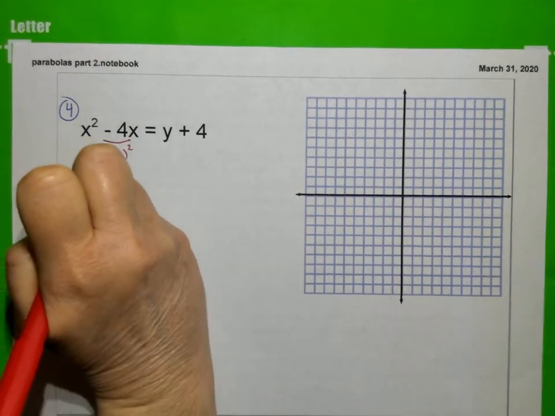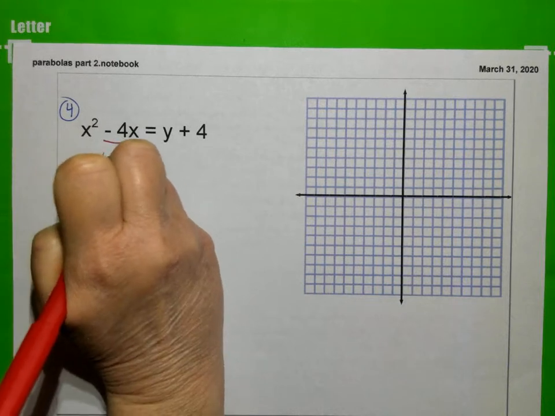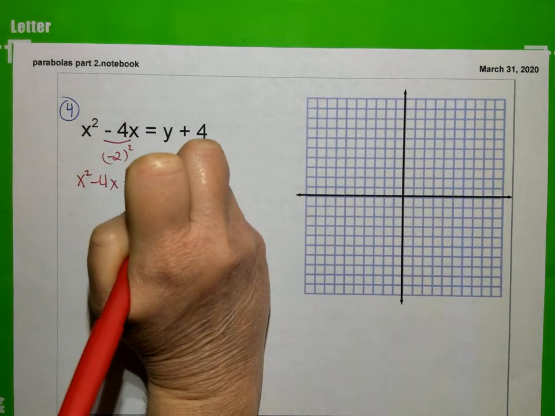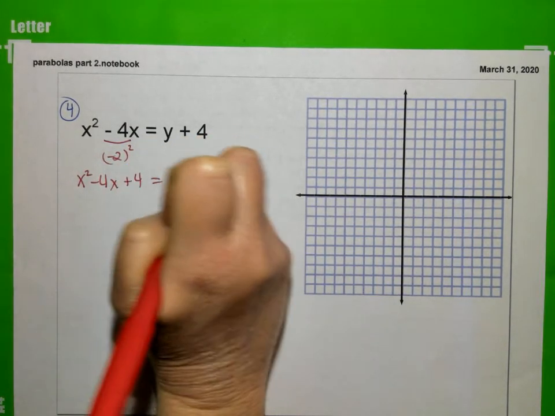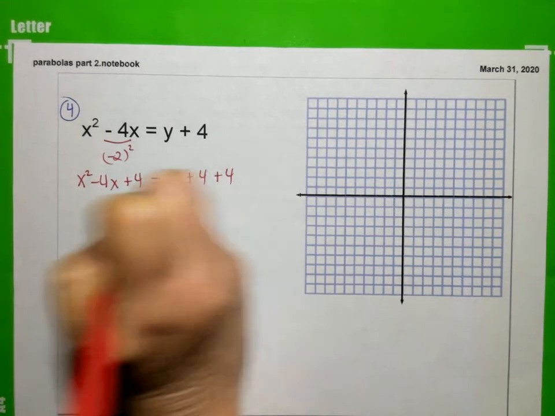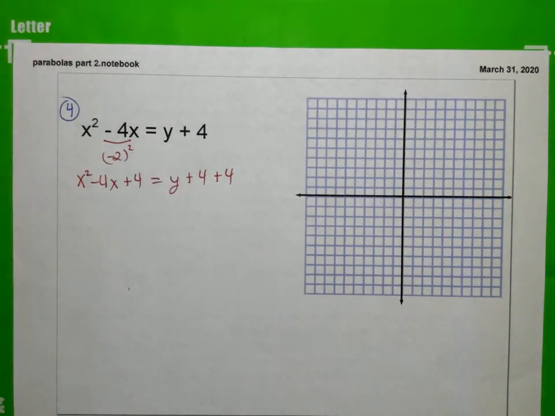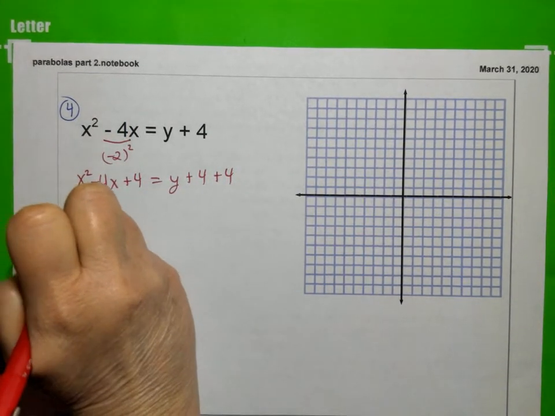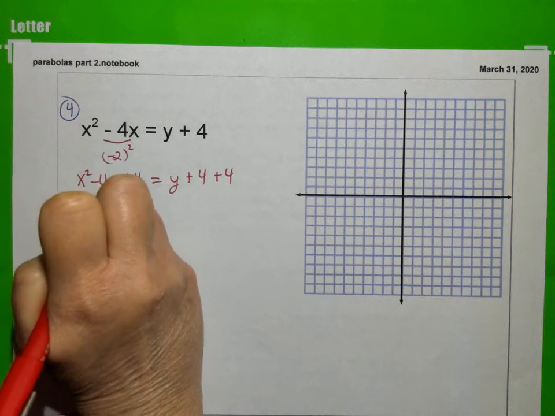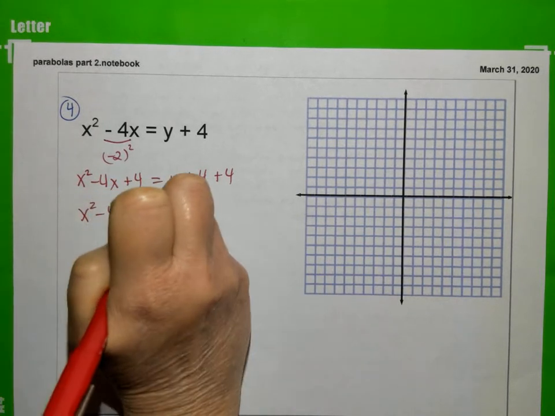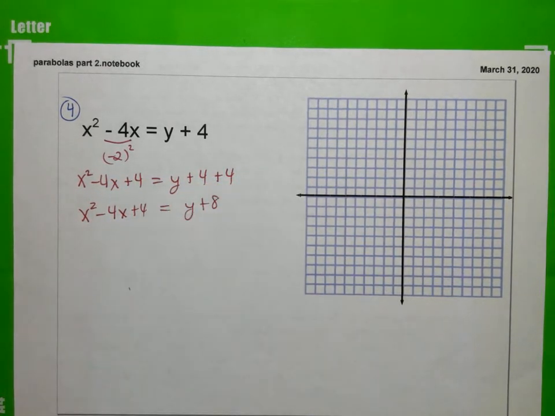So I get x squared minus 4x plus 4 on this side is y plus 4, which is already there, plus another 4, because if I do it to the left, I have to do it to the right. So that gives me x squared minus 4x plus 4 is y plus 8. Yes, I'm not giving you a bunch of these on your homework, so don't have a freak out attack on me. Just make sure you know what you're doing here a little bit.